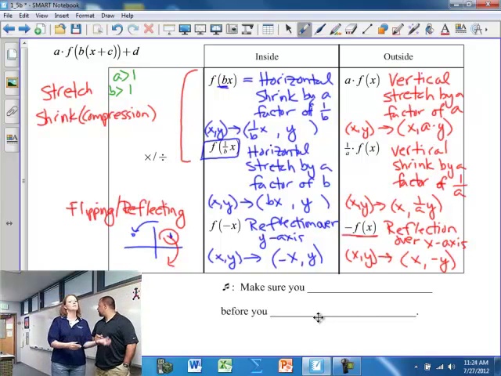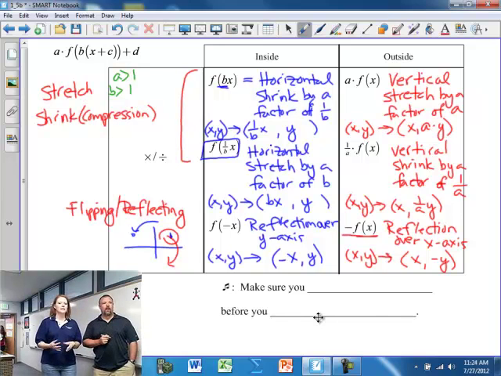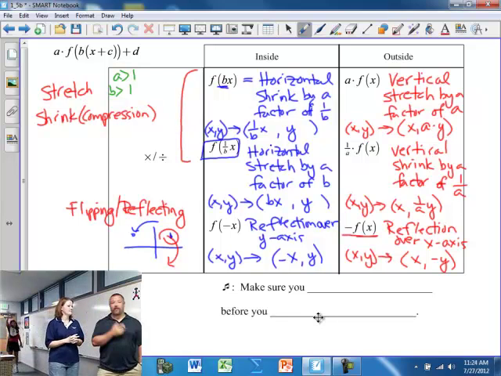Again, we don't care if you use the words to identify the transformation or if you use the point notation. It doesn't matter to us. Just make sure you can identify all the things going on to the function.